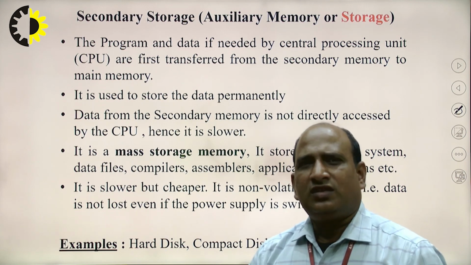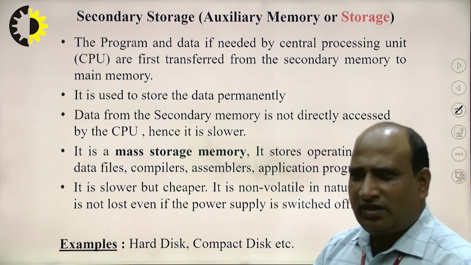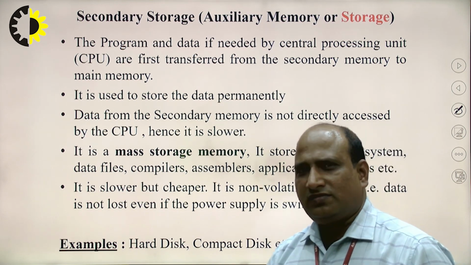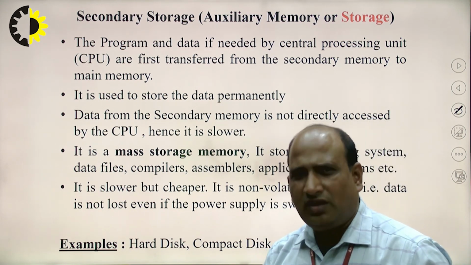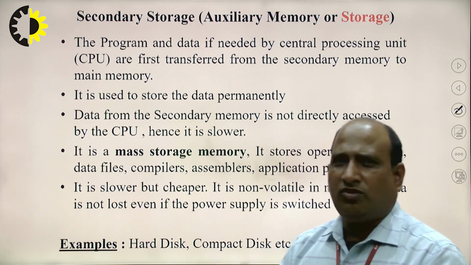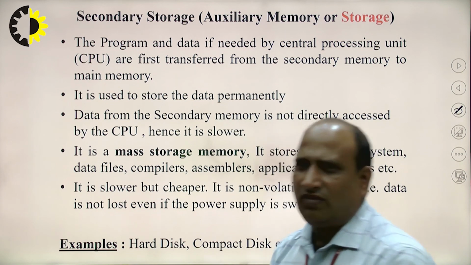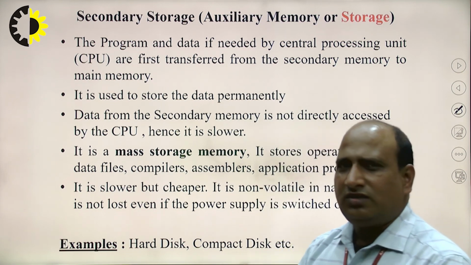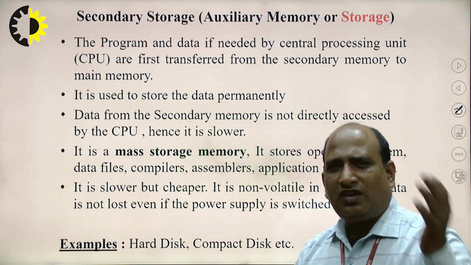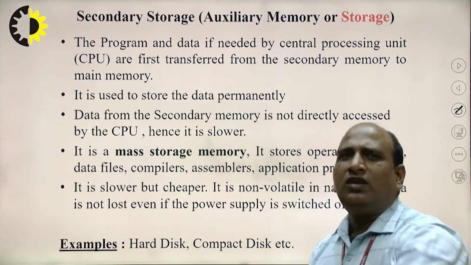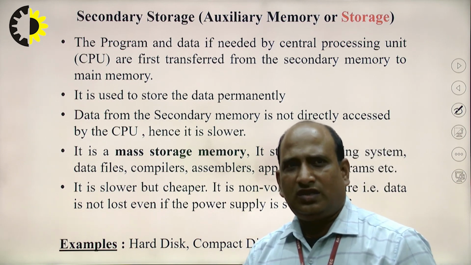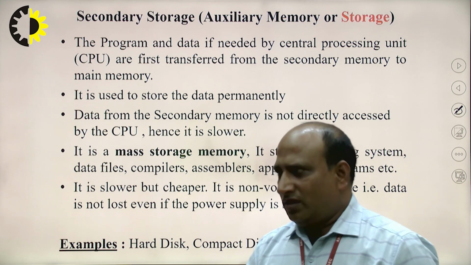disk. Secondary storage is bulk storage, mass storage, and data that is huge is stored permanently in the secondary memory. Whenever the data is required for processing, it is called back to the main memory, and from there it goes to the processor for further processing. It is slower than the main memory.